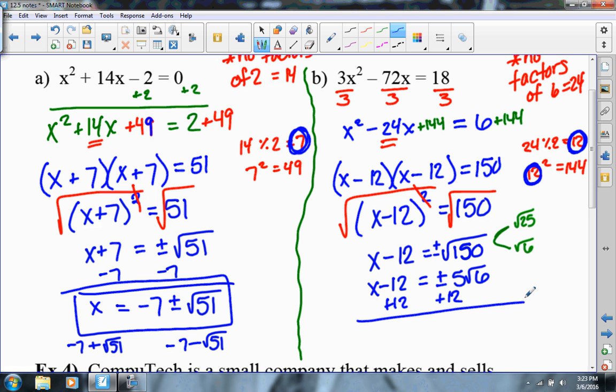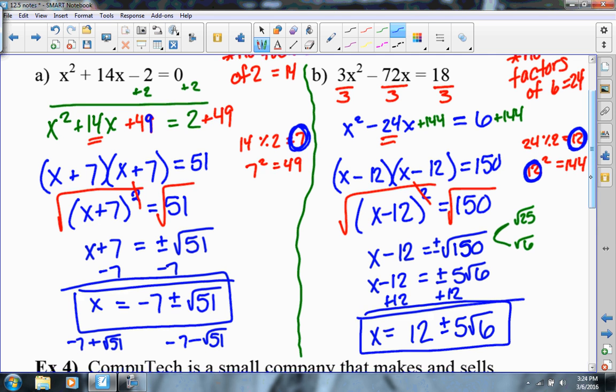Now, I can't combine these numbers. I know I have a 12 and a 5 here, but this isn't just 5. This is 5 times the square root of 6. So these aren't like terms. So when I write my answer, again, I'm going to write it all as one big term. 12 plus or minus 5 square root 6. And then that'll be my answer.